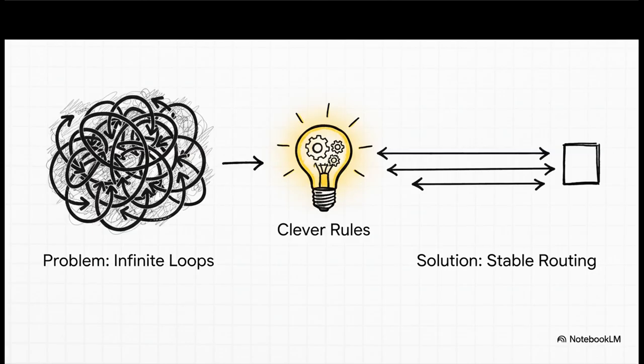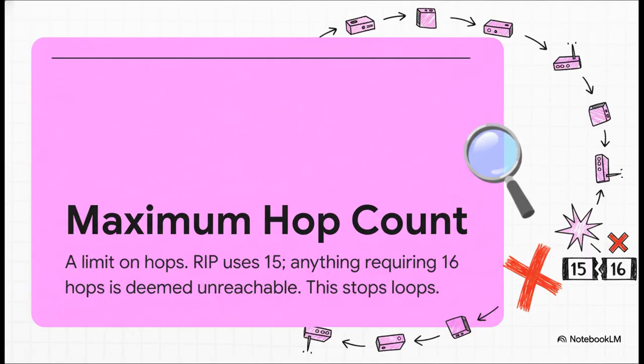All right, solution number 1 is a bit of a brute force approach, but hey, it works. You can call it the give up rule. Protocols like RIP just set a maximum hop count. Usually it's 15. If a packet's hop count ever hits 16, the router just assumes it's stuck in a loop and gets rid of it. It just drops the packet. This puts a hard limit on that whole counting to infinity nightmare.